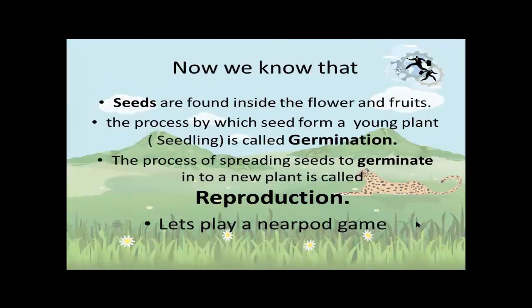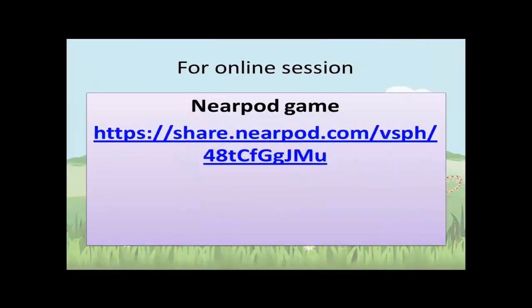Now we know that seeds are found inside the flower and fruits. The process by which seed forms a young plant or opens is called germination. The process of spreading seeds to germinate into a new plant is called reproduction. When the seed is spread and gives us more and more plants, this is called reproduction.